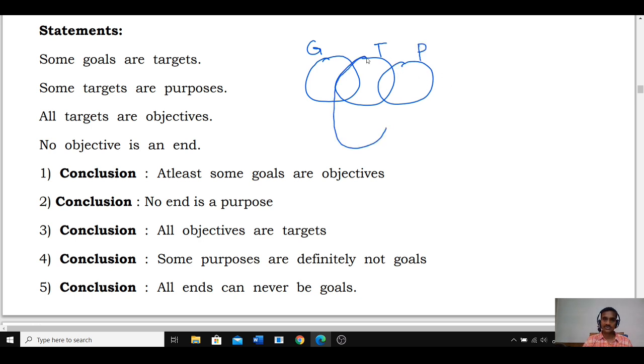All targets are objectives, and no object is an end. No object is an end. No intersection between end and an object. Some goals are objectives or not. Now goal and objective are intersected. Hence this is definitely true. No end is purpose. End ikkada, purpose ikkada definitely true అయింది.